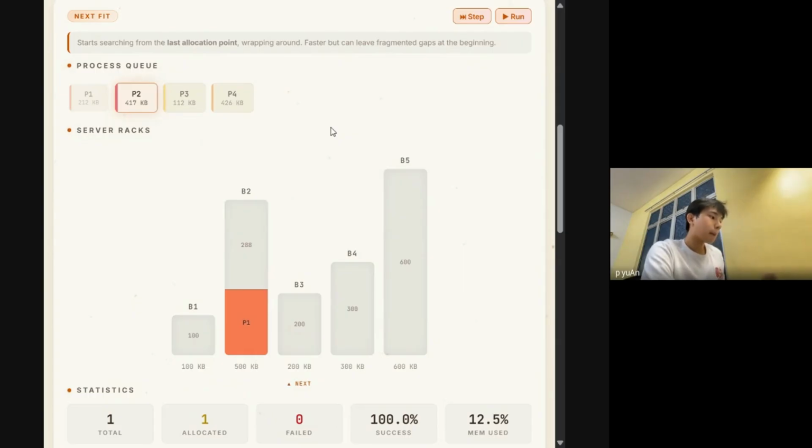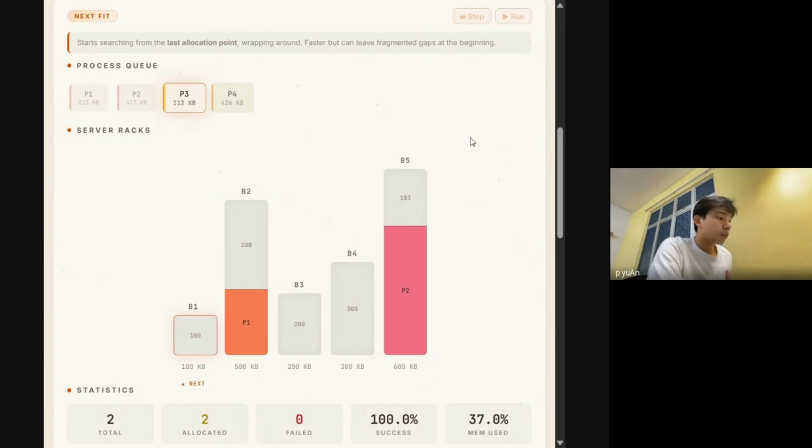But the interesting part is the second process. It will start from the last allocation point, which means it will start next to the first process's memory block. So here is the label where the second process will begin. We will start from B3 and keep searching until we find a suitable block.